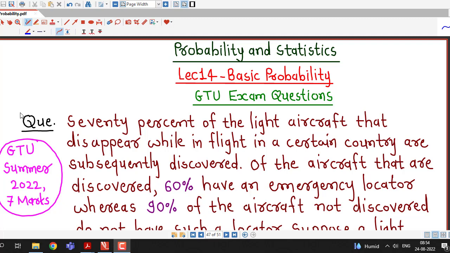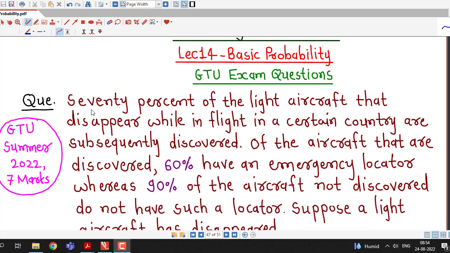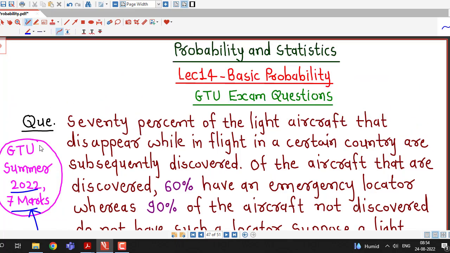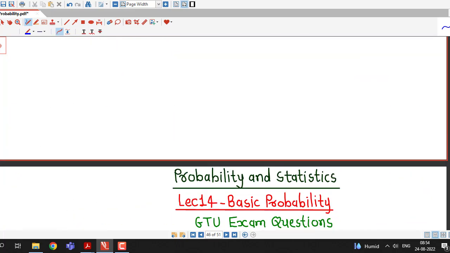In this lecture we will discuss one more problem on the probability theory. This question was asked in GTU Summer 2022 exam for 7 marks, and in this question we are going to use the definition of conditional probability.